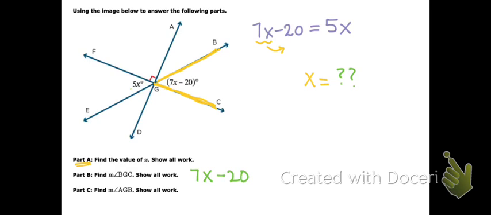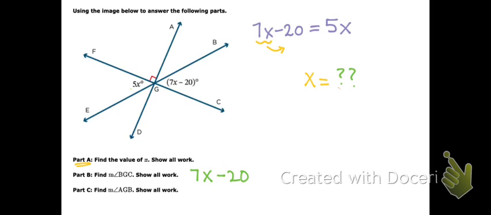So all you're simply doing is taking whatever x is and substituting it in. So if x is 5, for example, it'd be 7 times 5 minus 20. That would tell you what this angle equals.